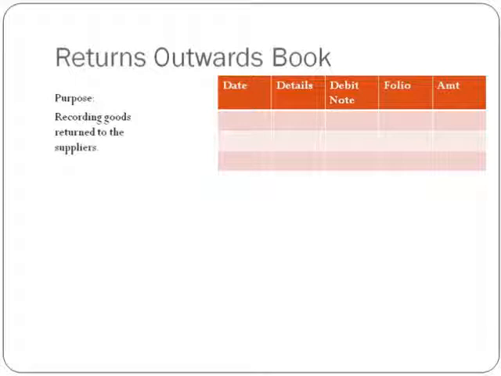Yes, this book is created by you, the person who owns a particular business. And here again you will see you have the date, the details, the debit note, and the folio and the amount. In a sales daybook, you'll have the sales journal, sales invoice, and in this one you'll have the debit note. Please remember that you should always write this in whenever you're making your entries: date, details, debit note, folio, and the amount.